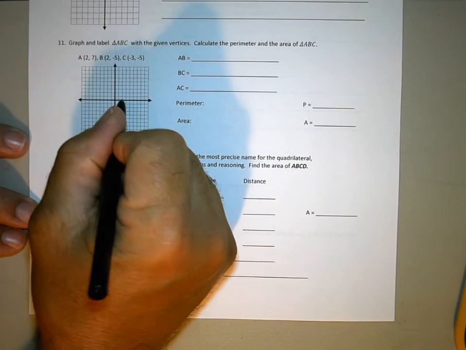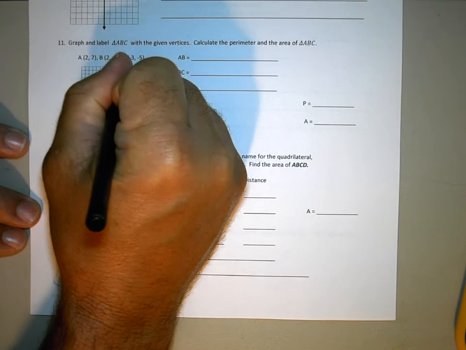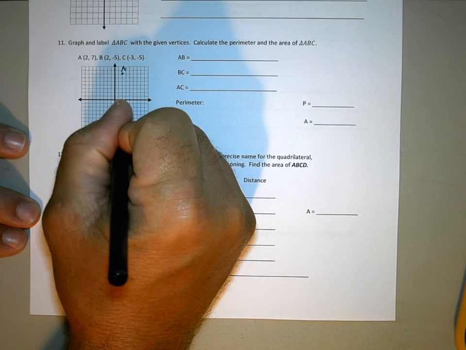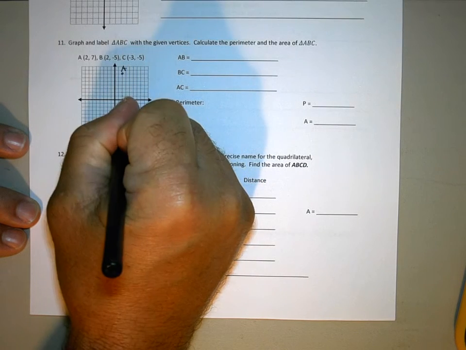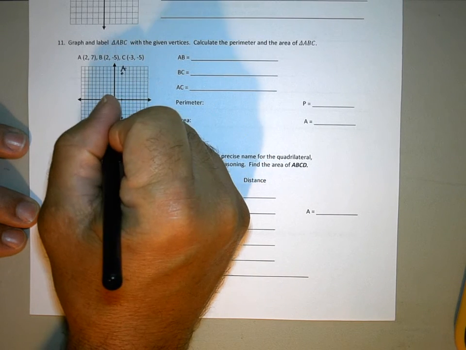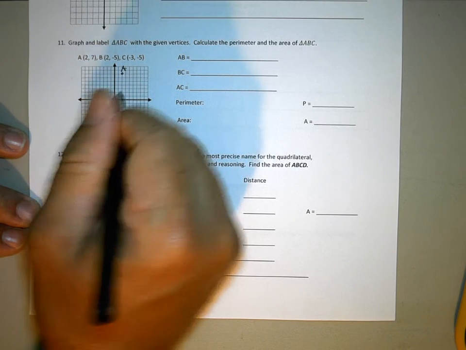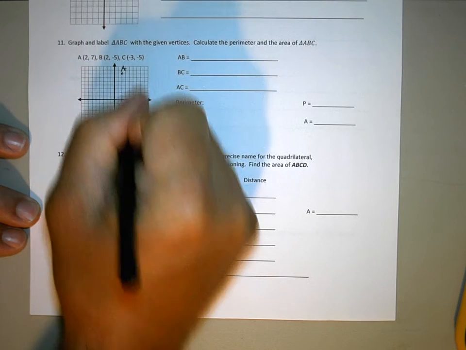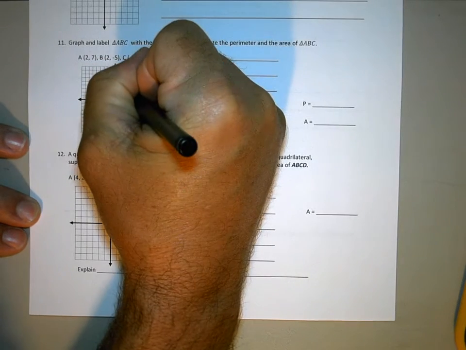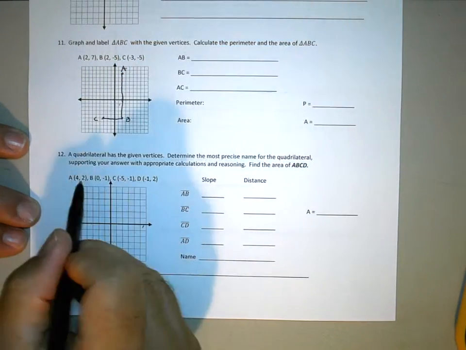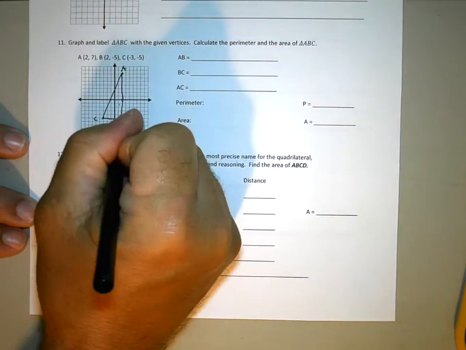So A is at 2, 1, 2, 3, 4, 5, 6, 7. Take your time. B is at 2, negative 5. So 1, 2, 3, 4, 5. And C is at negative 3, negative 5. 1, 2, 3, 4, 5. So that's A, B, and C. And I can see that this is a right triangle. I'm going to tell you, I did the easy one. Sorry about that. This is a right triangle.